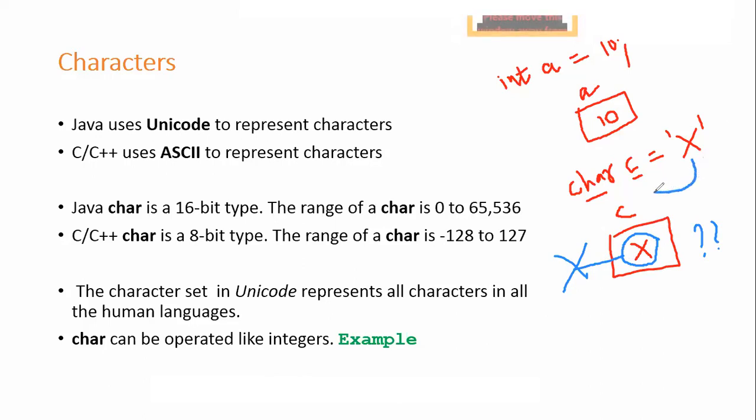When you're trying to store a character in a variable, we are not going to store the exact character. Instead, for every character there will be a corresponding ASCII value. Probably you might have studied these ASCII values with respect to your C. With respect to x, what's the ASCII value? The ASCII value of x is nothing but 88.